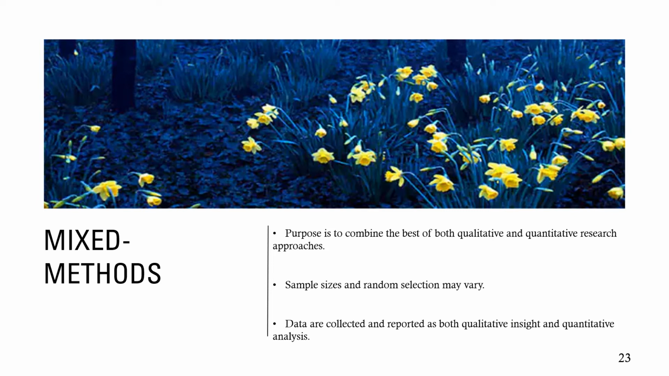Then we have mixed methods. And in mixed methods, the idea is going to be to combine the best of both qualitative and quantitative research approaches. So usually what happens is you have the first part of the study, and you gather some type of information, and then that helps you in the second part of the study. And you can do either qualitative first and then quantitative, or you can start with quantitative and then do qualitative. In this one, the sample sizes and the random selection may vary.